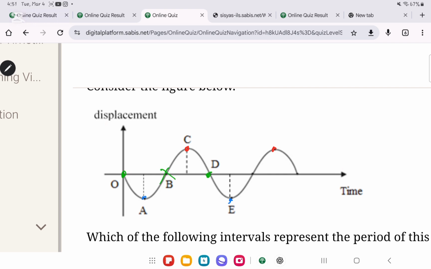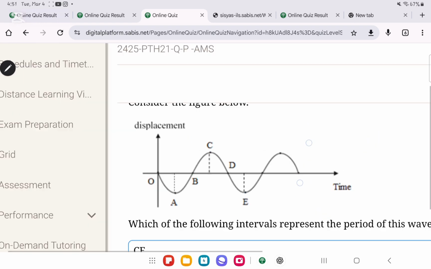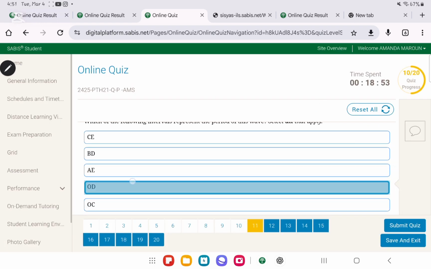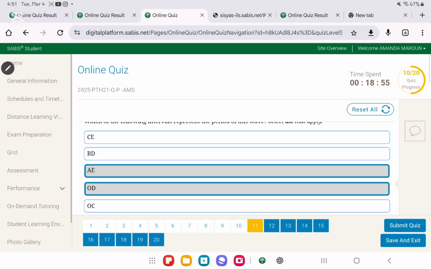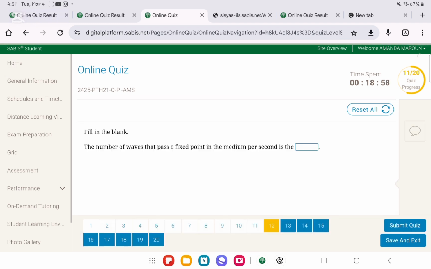So you're not gonna take this 0. My miss taught it like this. She was like, take this one, skip this one, take it. So you take, skip, take, skip, take, skip, like this. So it could be either C, whatever this is, we don't know what it is, so we cannot take it, or AE, or it could be OD. So the period could be OD, or it could be AE. That's it. We'll move on to question number 12.